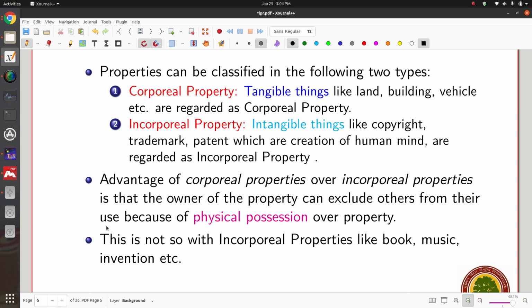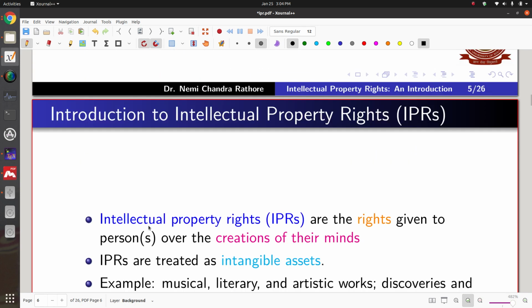सॉफ्टवेयर्स के केस में भी पायरेसी है. So piracy is a threat actually. So to regulate the piracy, we have a set of laws. Those laws have been framed. These laws are called intellectual property rights.